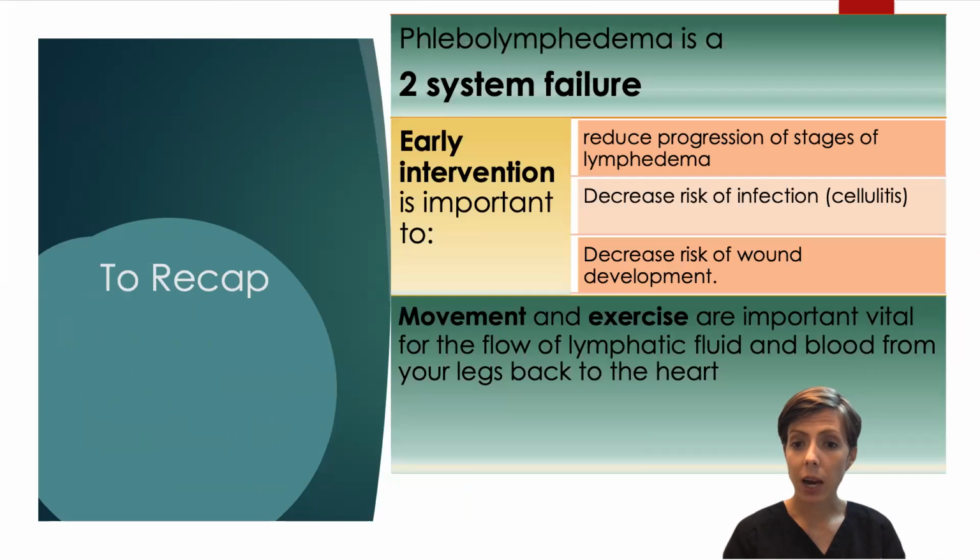All right, so to recap, phlebolymphedema is a two-system failure, so early intervention is important, the two systems being the vascular system and the lymphatic system. Early intervention is important to reduce the progression of the stages of lymphedema, to decrease the risk of cellulitis, and to decrease the risk of wound development. So these are all the things that we're trying to get ahead of instead of being reactive to those things that are happening, okay? Movement and exercise are vital for flow of the lymphatic fluid and blood in your legs to get that blood and fluid back to the heart. So we need to get moving as well.